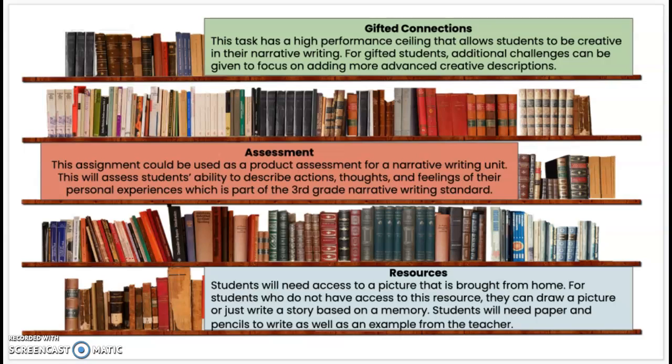So resources is pretty basic for this lesson, which is something I appreciate. It's not too complex. But students will need to have access to a picture that can be brought from home. I know for a lot of students they might not have a physical copy, so I would also reach out to parents asking them if they have a picture that they could send in to me and I could print out that picture for them. Other than that, students just need paper, notebooks, or pencils to write, and I'm also going to do an example as the teacher of a picture I would bring in and a narrative I would write from it.